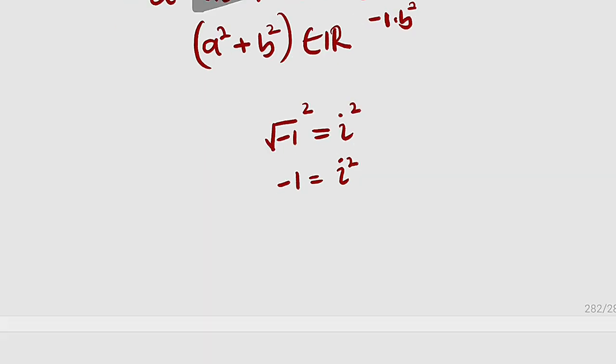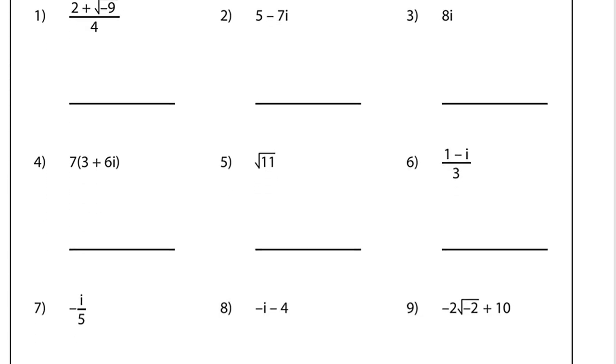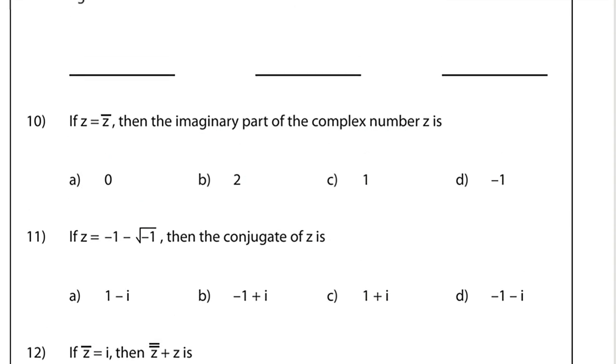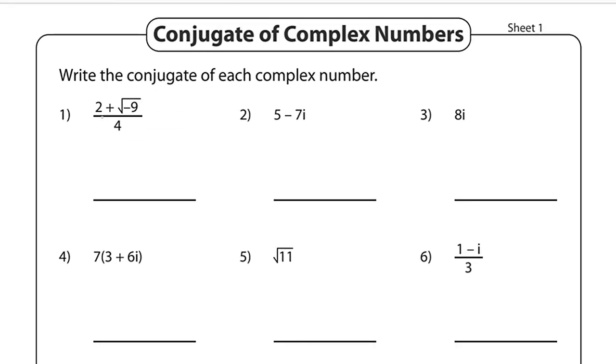So let's go through these questions. We have some questions here, 1, 2, I think 12, right? So let's get started. We have 2 plus the square root of negative 9, divided by 4. Let me first of all split the fraction as 2 divided by 4, then plus the square root of negative 9, also divided by 4. And you know the square root of negative 9 is just 3i. The only difference between this complex number and its conjugate is the sign in between them. So we have minus instead of plus. So 2 over 4 is 1 over 2, then minus 3i divided by 4. And we are done with this question.